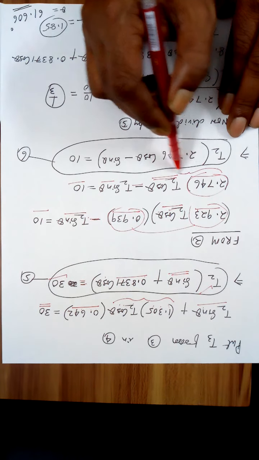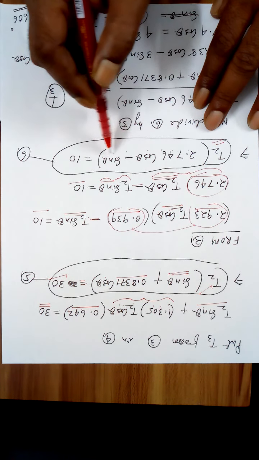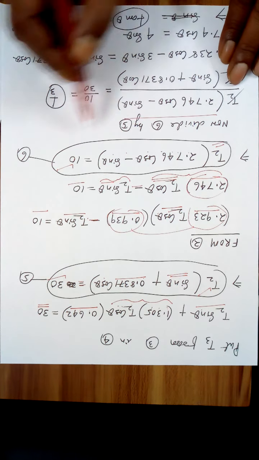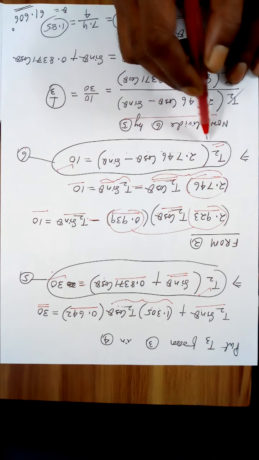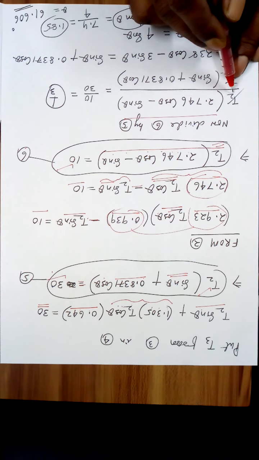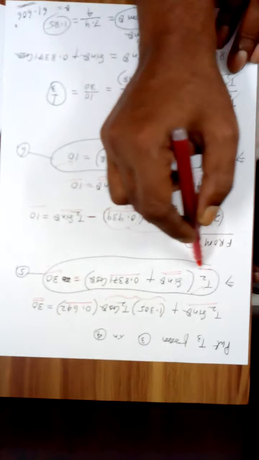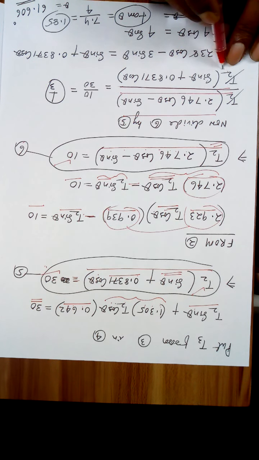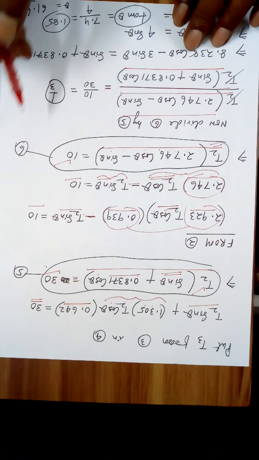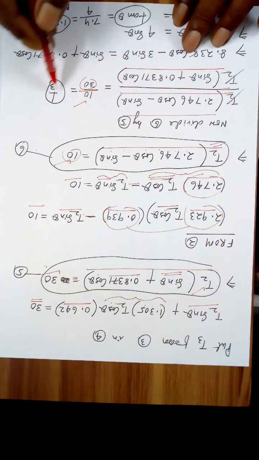Now from here take T2 common, so I am left with 2.746 cos theta minus sin theta is equal to 10, right? I'll make it equation 6. Now divide 6 by 5. So from here to here is the left side of 6, that I have written here, divided by the left side of 5, that is from here to here, is equal to the right side of 6, that is 10, divided by the right side of 5, that is 30, that becomes 1 by 3.